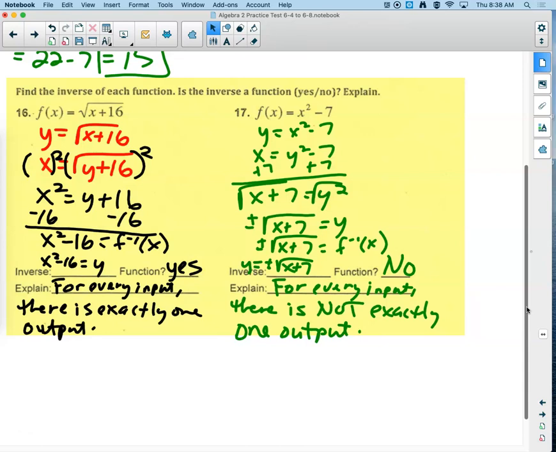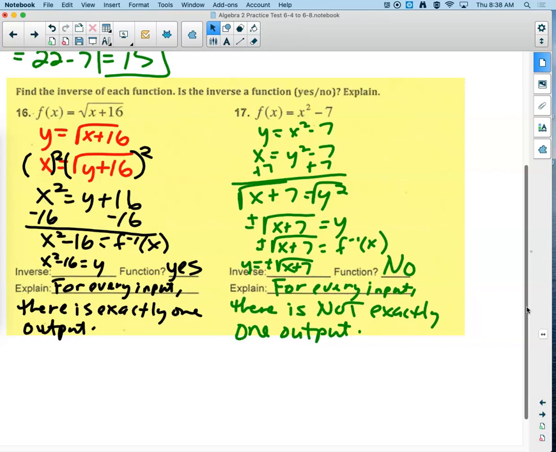And every once in a while, somebody writes down on this one, for every input, there's 2 outputs. That's not true, because if we put negative 7 in here, we get 0, and that's just one output. So you can't say for every input, there's 2 outputs. Just better to say for every input, there is not exactly one output, and then you're safe. You've got it explained. All right, doing okay with the inverses?